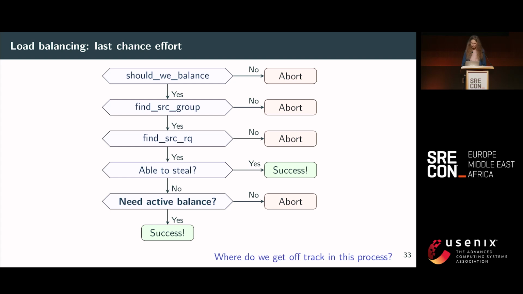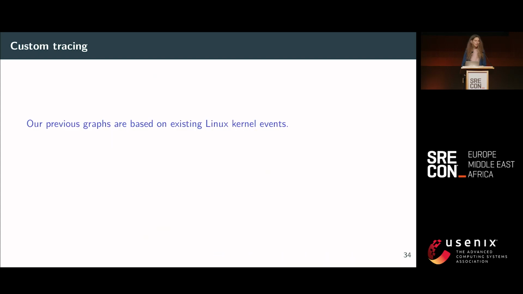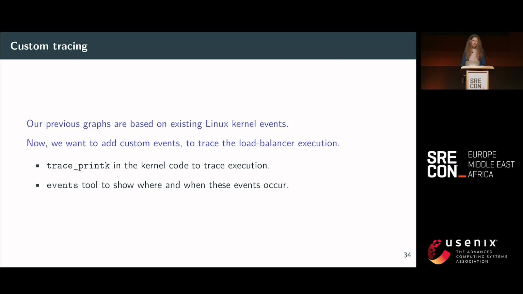So the question is, where do we get off track in this process? For this, previously we were using just the basic trace command. This is using the trace points provided by ftrace. But now we have some specific things we want to test, and so we need to do something more. We want to add our own events. There's an operation you can add in the kernel, which is called trace printk. And this is just like normal printk or normal printf.